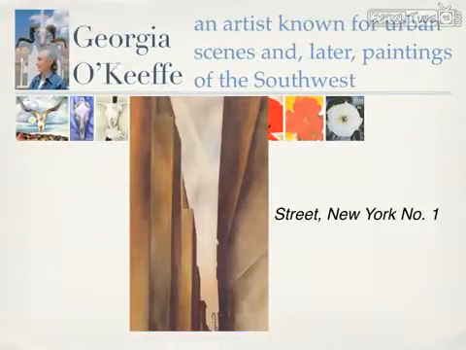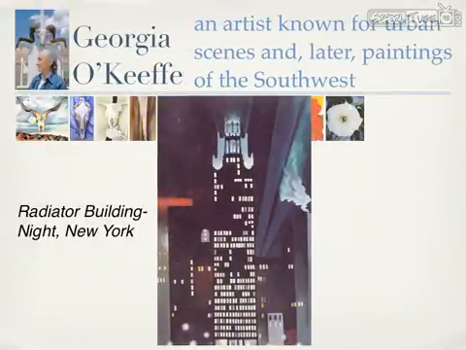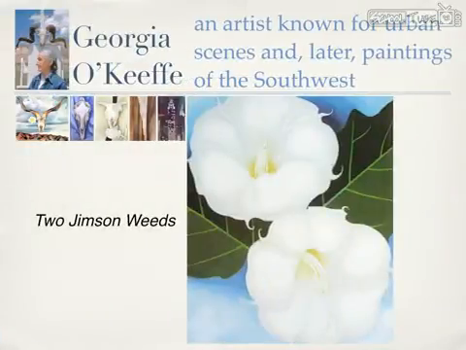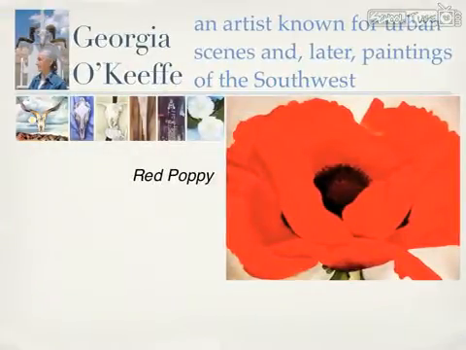But she also is known for these urban landscapes. These are different periods in her life. This one, I guess it's called Street New York, #1. This is the Radiator Building at night in New York. Then she's known for these. This is probably what she's more famous for, her flower paintings. It's another period in her life. And the Red Poppy, this one probably her most famous painting.